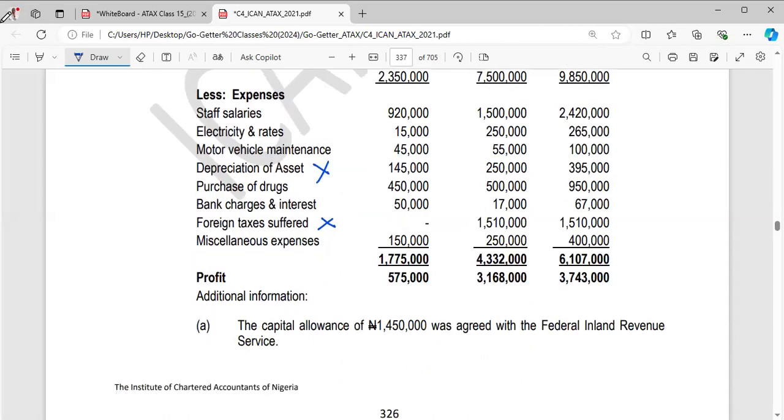Then we have miscellaneous expenses. I will put a question mark on it. So let's see about that. The capital allowance. This is capital allowance. Of course, it is allowable.